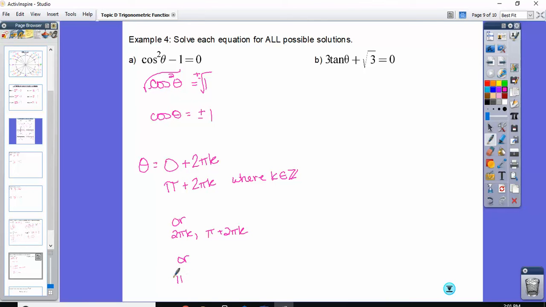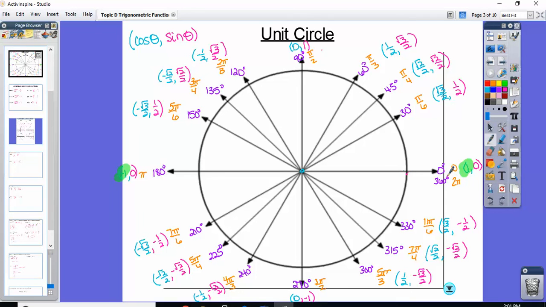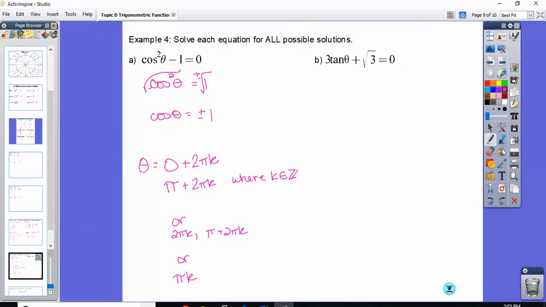Or on this particular problem, you could even say just pi k. It happens every multiple of pi. 0 pi, 1 pi, 2 pi, 3 pi, 4 pi, 5 pi, and so on. I'm not going to be real picky on these. As long as you have one of the equivalent answers, that's fine. I'm not going to stress about making sure you have the most concise way of writing it.